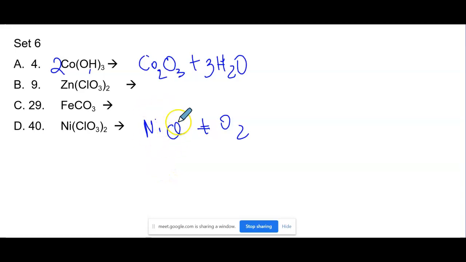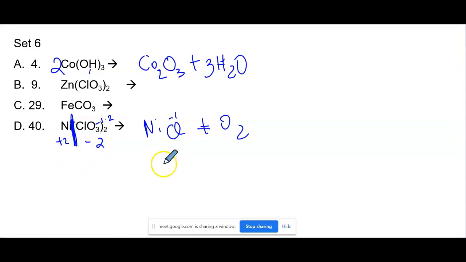Okay, now again, we can't just leave these guys. We know O2 is good, but nickel and chlorine have to go together somehow. So we know chlorine's a -1, and we have to figure out what nickel's charge is over here. So remember how to do that? I look up ClO3, and you would see that ClO3 is a -1, but there's two of them. So this side is a total of a -2, which makes nickel a +2.